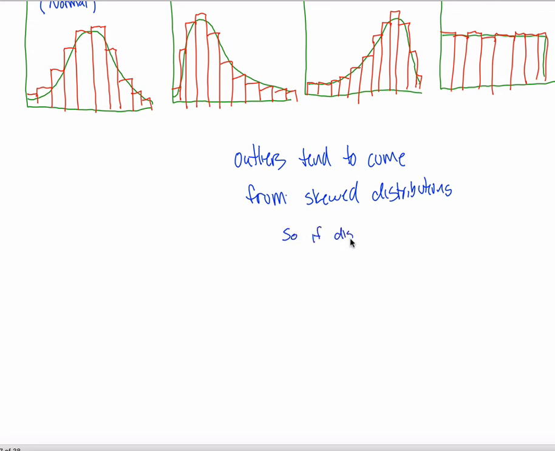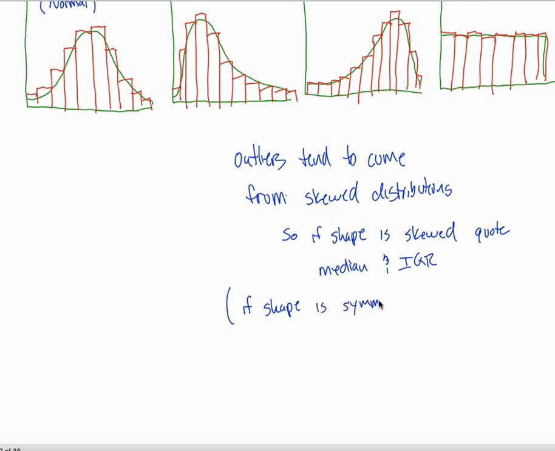So if shape, we'll call it, is skewed, the best measures of center and spread, maybe I'll just say, quote, the median and the IQR. Again, because if it's skewed, you're worried about outliers. If you're worried about outliers, use measures that are resistant to outliers. And maybe parenthetically, I'll add if shape is not skewed, is symmetric, which in our class is going to end up being the symmetric bell shape. If shape is symmetric, you'll use the mean and the standard deviation.